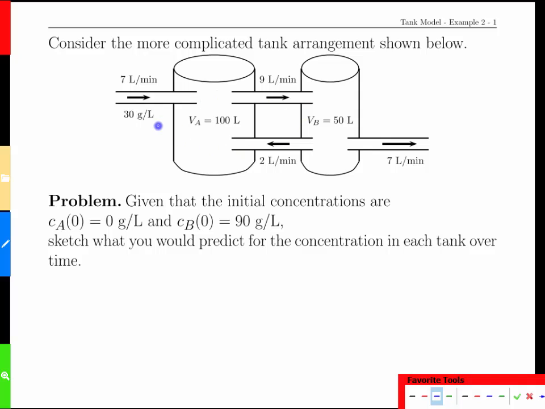We now consider a more complicated tank example here, where there's flow into one tank, but that tank then flows back into the original. We're also going to change the initial conditions to make things a little more interesting. And what we're going to get here is that one of the tanks, the second tank, starts very concentrated. And this tank here starts with no salt.